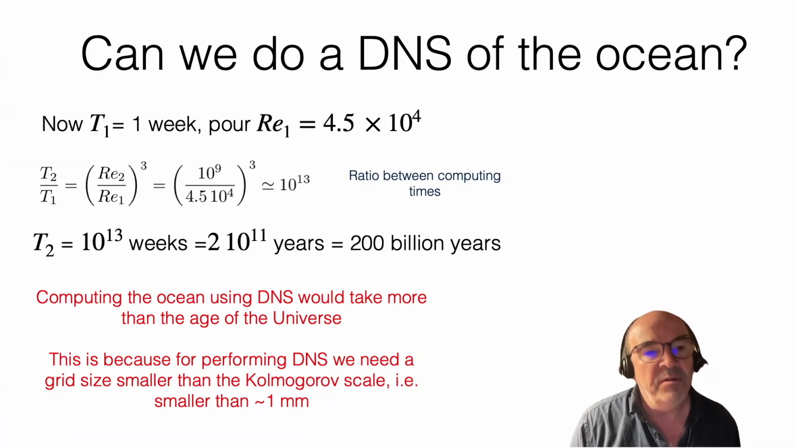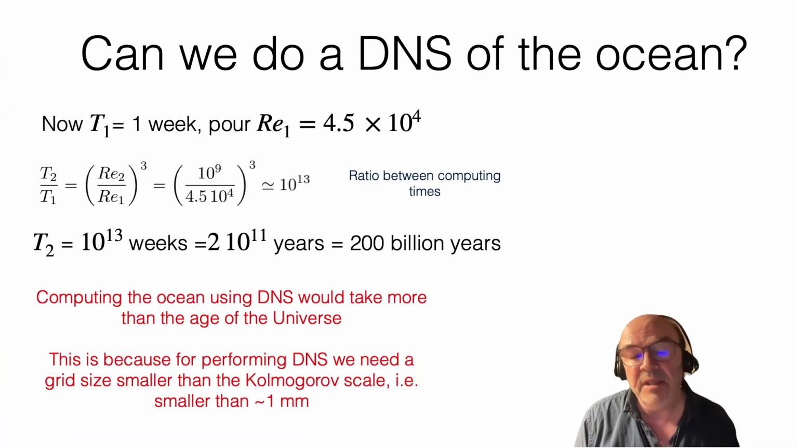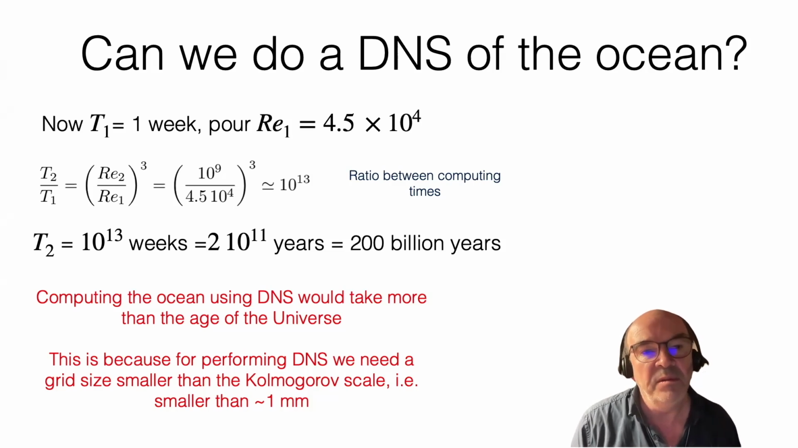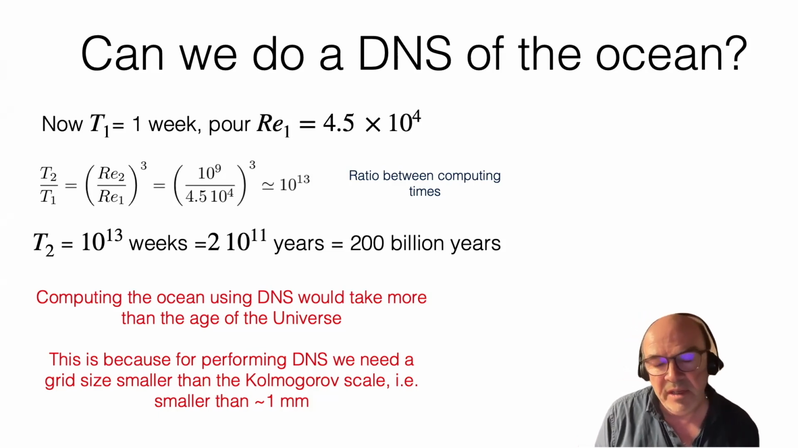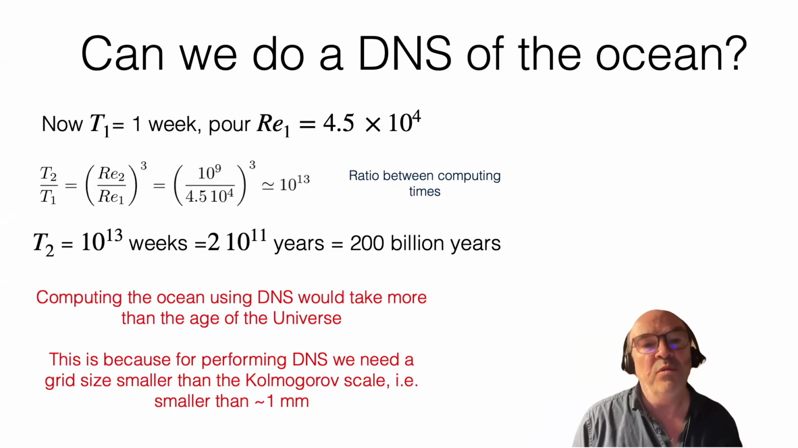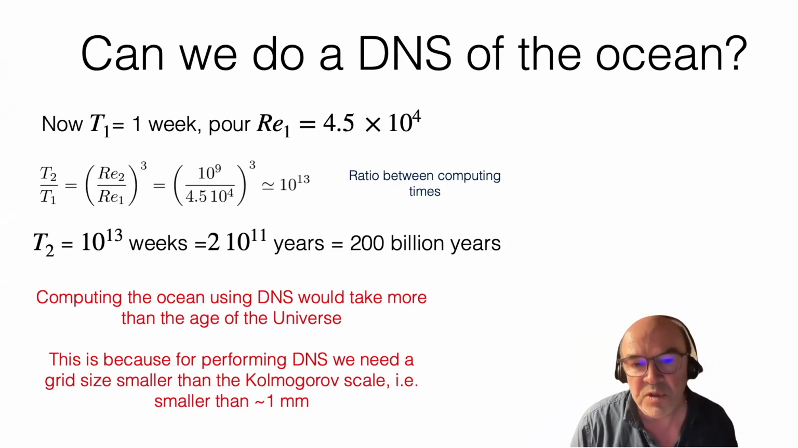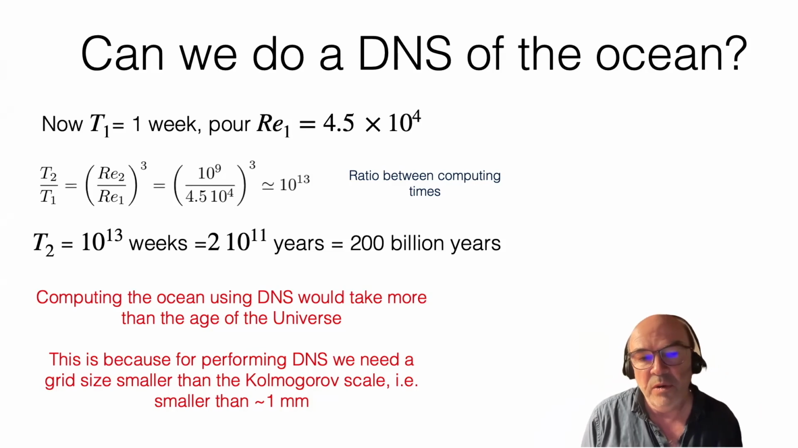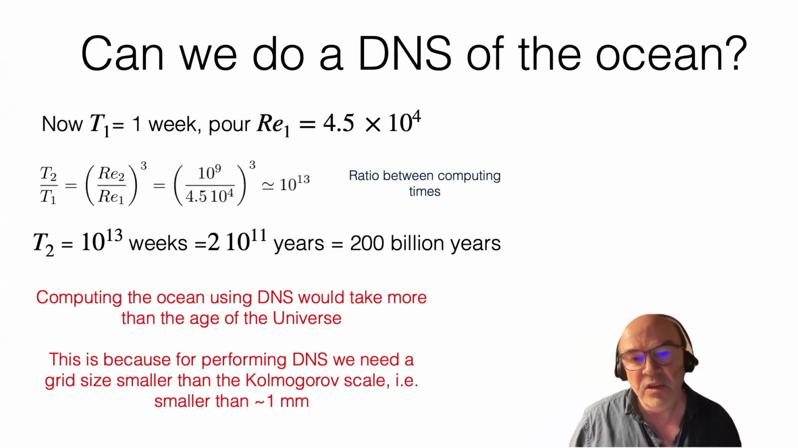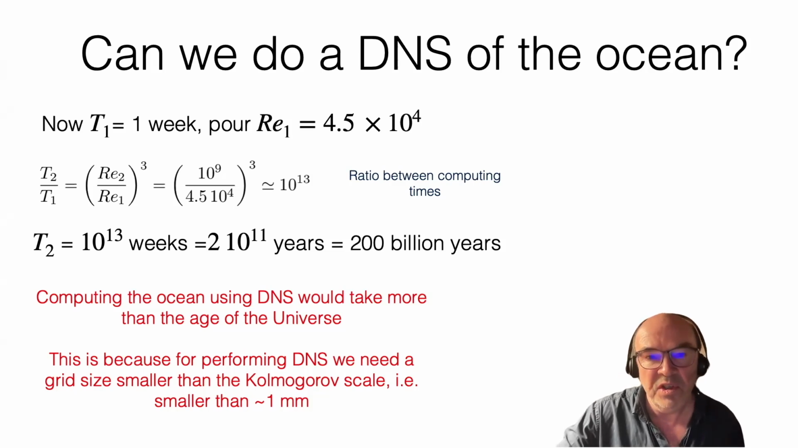Considering that the computing time is proportional to the cubic power of the Reynolds number, for the complete ocean we need 200 billion years. That is more than the age of the universe to do a DNS of the whole ocean, so of course it's not possible now. Why is it so complex? Because to perform DNS, as I said, we need a grid size smaller than the Kolmogorov scale, smaller than about 1 millimeter. We really need a huge grid for this kind of computation.